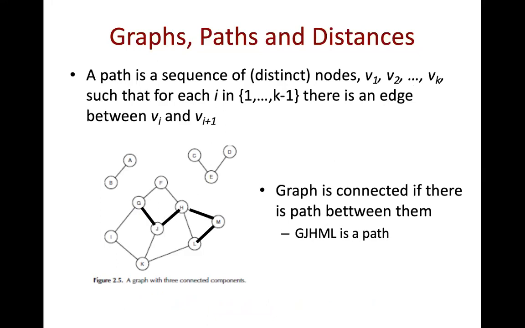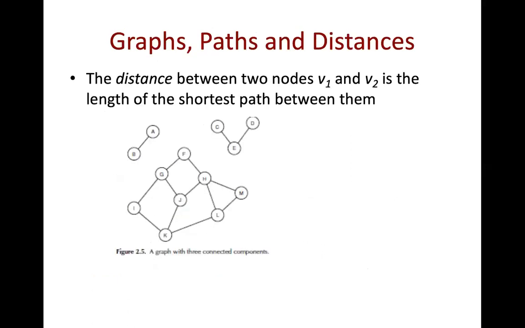So pretty much with every node inside this graph, right? So you can see that, for example, A, B and C, E, D are not connected, right? So three is a connected graph in total. And each of them within the graph is considered to be connected.